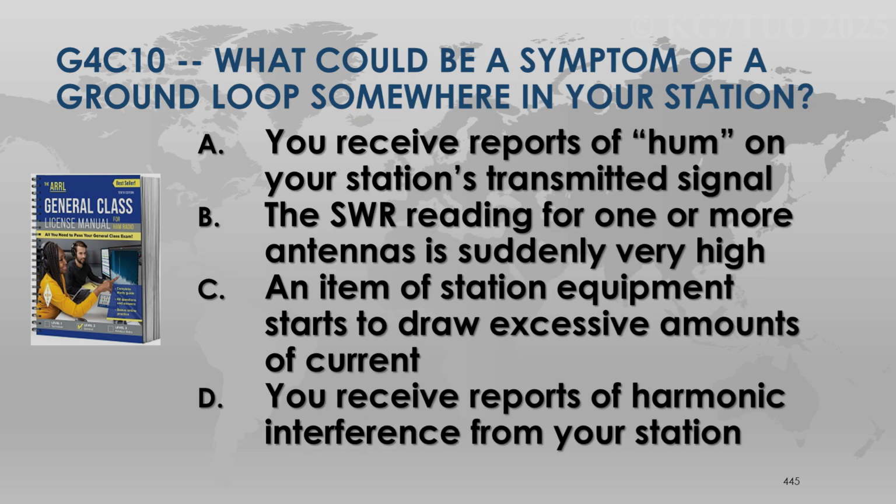Now, what could be a symptom of a ground loop somewhere in your station? Alpha. Did you read them all? Okay, sure. I didn't think so. You remember that? Alpha is correct.